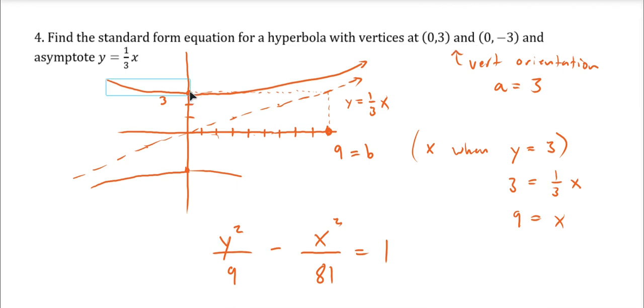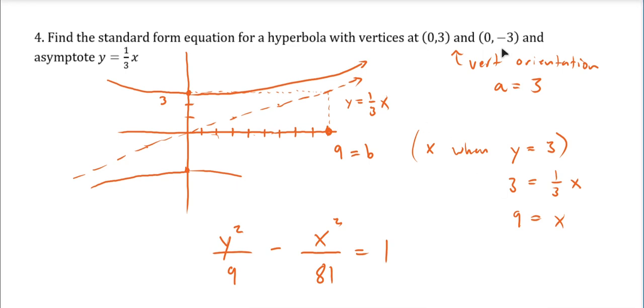If I know the coordinates of the vertices, and I know this asymptote, to find b, I need to find where they intersect. So I'm really asking about when my y value is going to be equal to 3? Well, this will be when x is equal to 9, and that tells us our value for b.